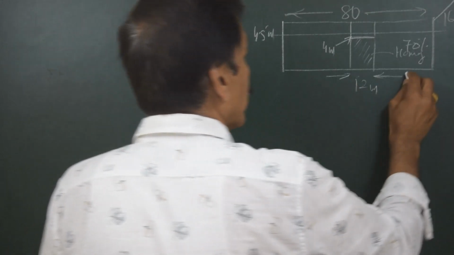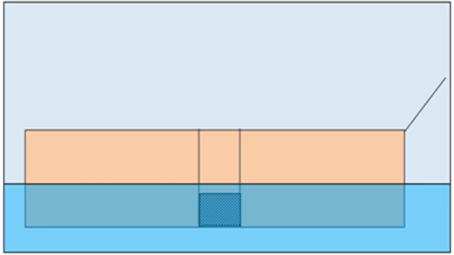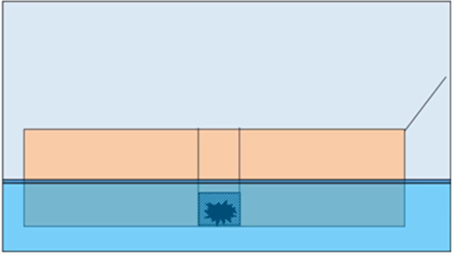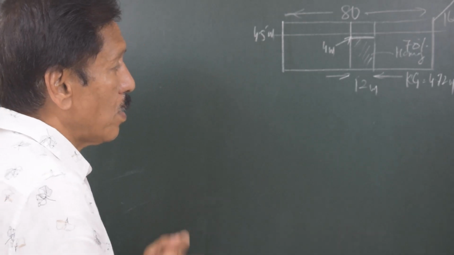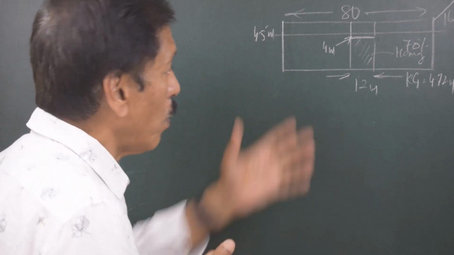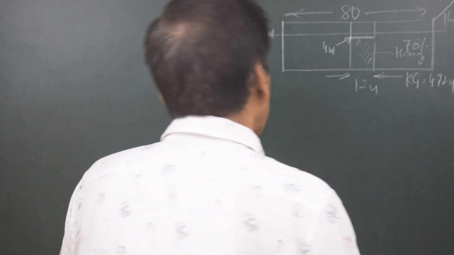Now KG is 4.72 meters. As we know, KG in case of constant displacement calculation does not change after the damage, provided the compartment has a dry rigid cargo or it is empty. So now in this case there is a dry homogeneous cargo of 70% permeability.